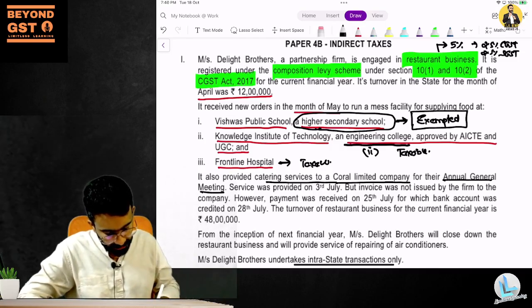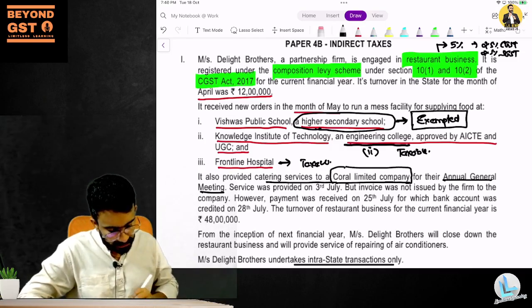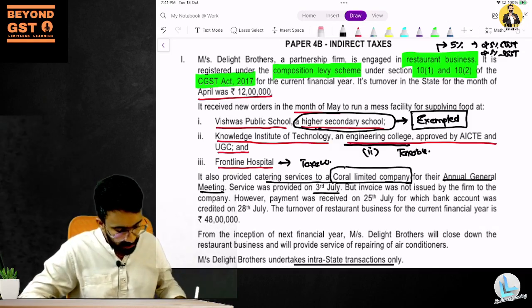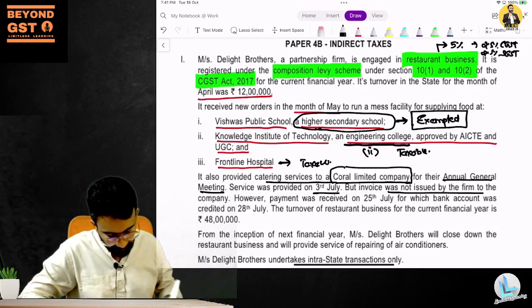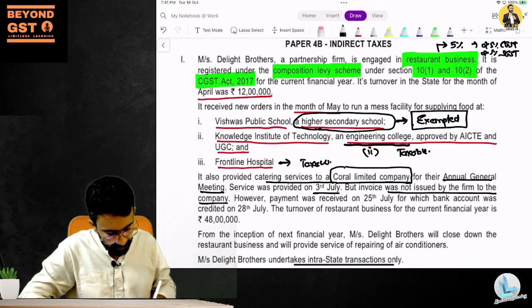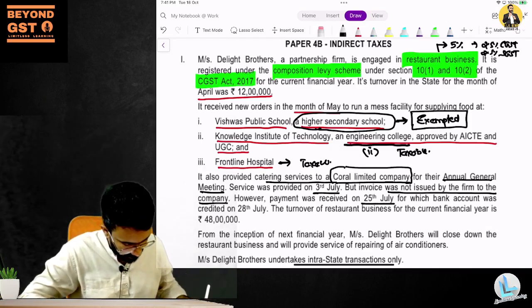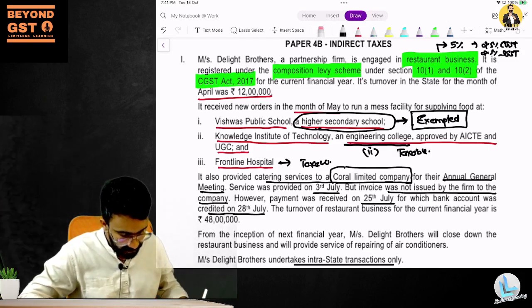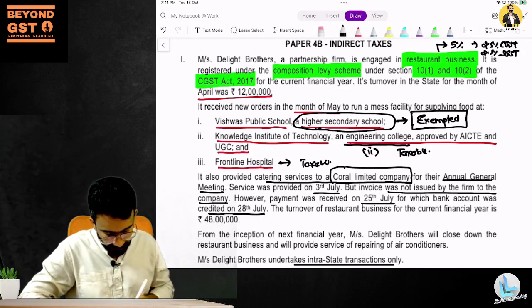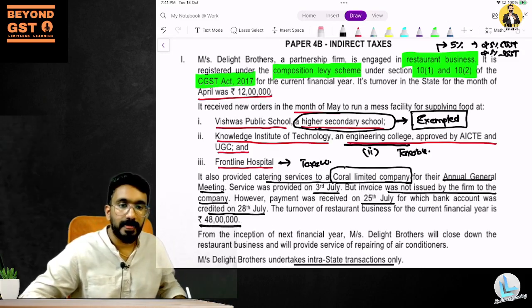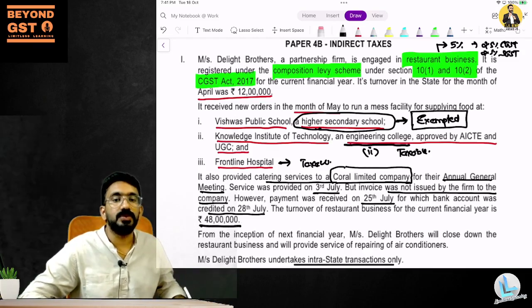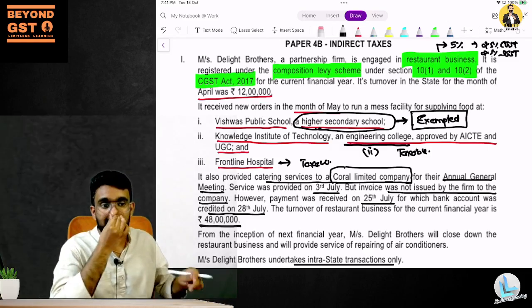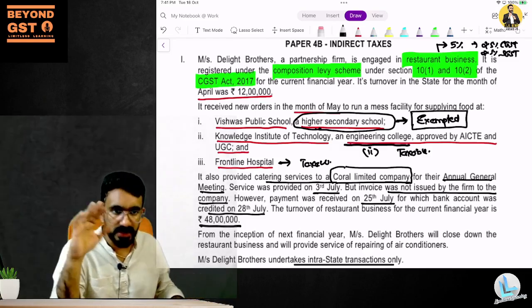Then it also provided catering services to Coral Limited Company for their annual general meeting. Okay, so they have provided service to another company. Service was provided on 3rd July, but invoice was not issued by the firm to the company. However, payment is received on 25th July, for which the bank account was credited on 28th July. The turnover of the restaurant business for the current financial year is 48 lakhs. Okay, so in the current financial year, the turnover had reached 48 lakhs. In the current financial year, they had opted for the composition levy scheme only.